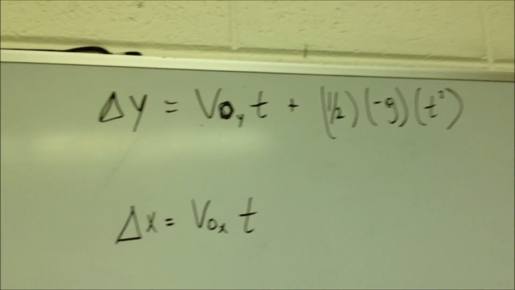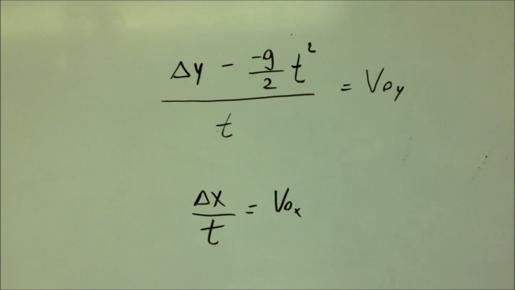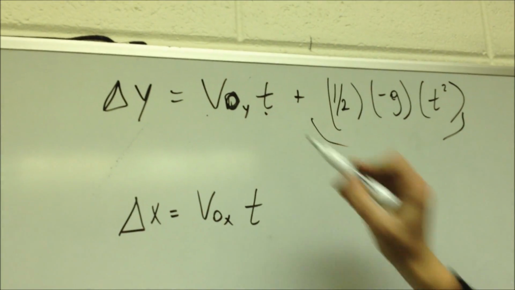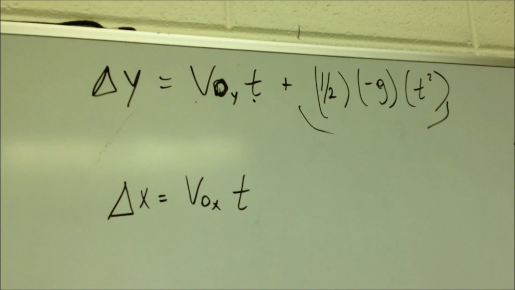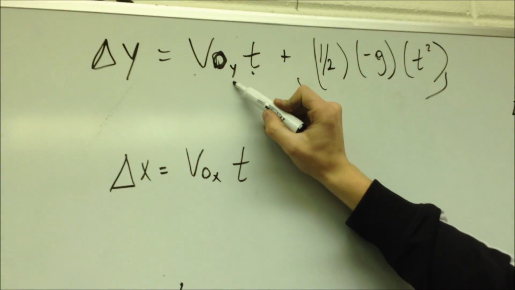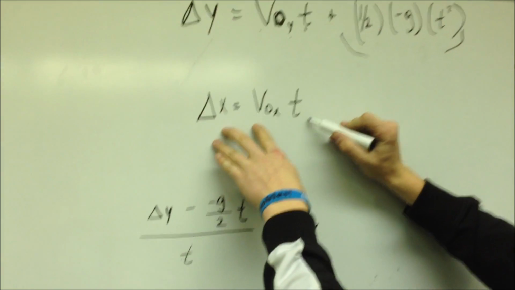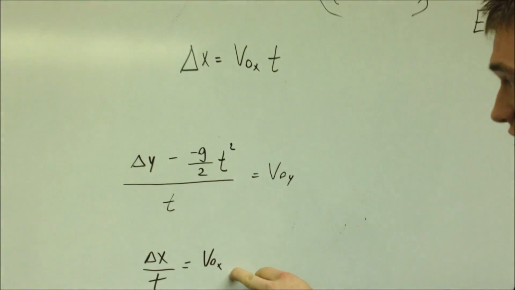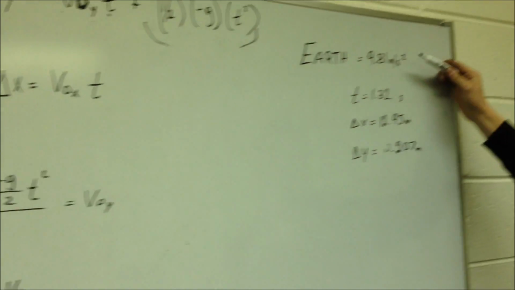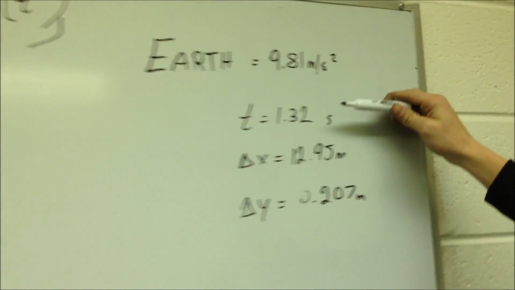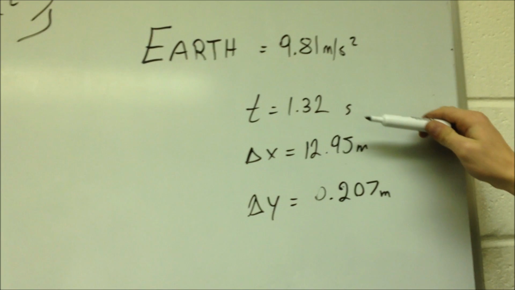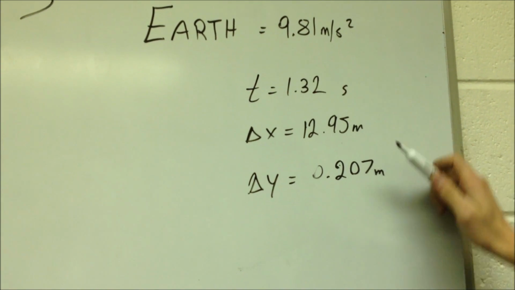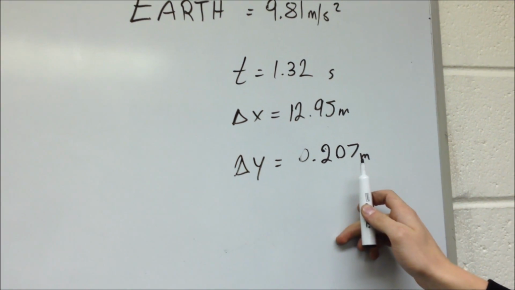So we're going to rearrange them to create these equations, and we're going to simply do that by subtracting this term and dividing by time, as you see here, to have initial velocity in the y direction by itself, and then for the x direction we just divide by time to have the x velocity by itself. Next, we're going to plug in the values that we know, which is Earth's gravity, the time that our shot lasted, our delta x, how far our pig was away, and how high our launcher was.